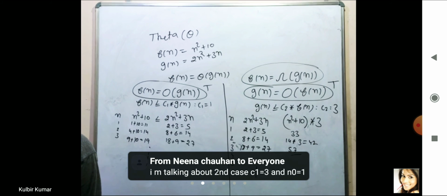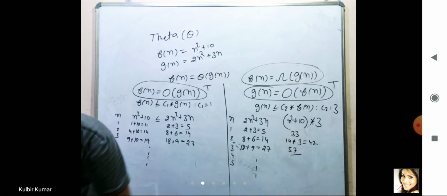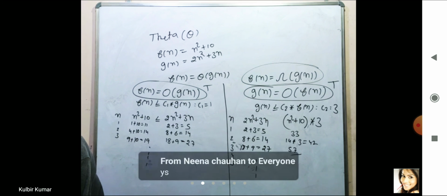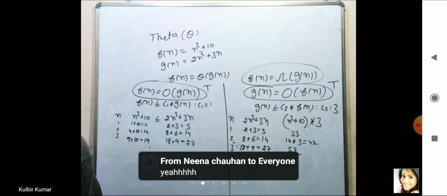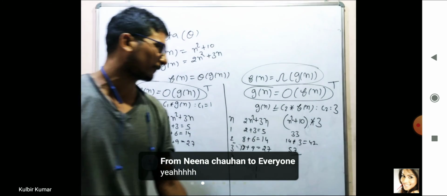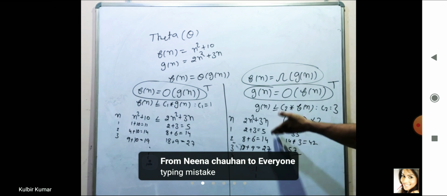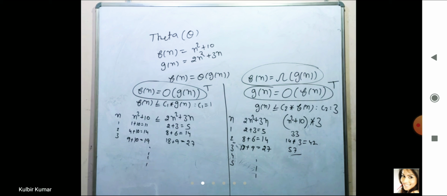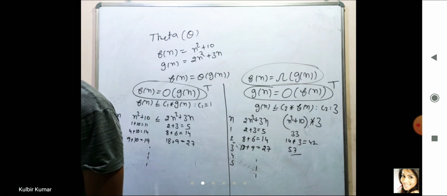I am talking about the second case, C1 equal to 3 and N naught equal to 1. Second case means g of n is order of f of n. If you are saying second case, then write C2, na? C2 is equal to 3. Why are you writing C1 equal to 3? Yeah, of course, so you can write down C2 equal to 3 and N naught is equal to 1. Because it is satisfying this condition for the value of n equal to 1 and onwards. That's it. Okay. Anybody else have doubt?